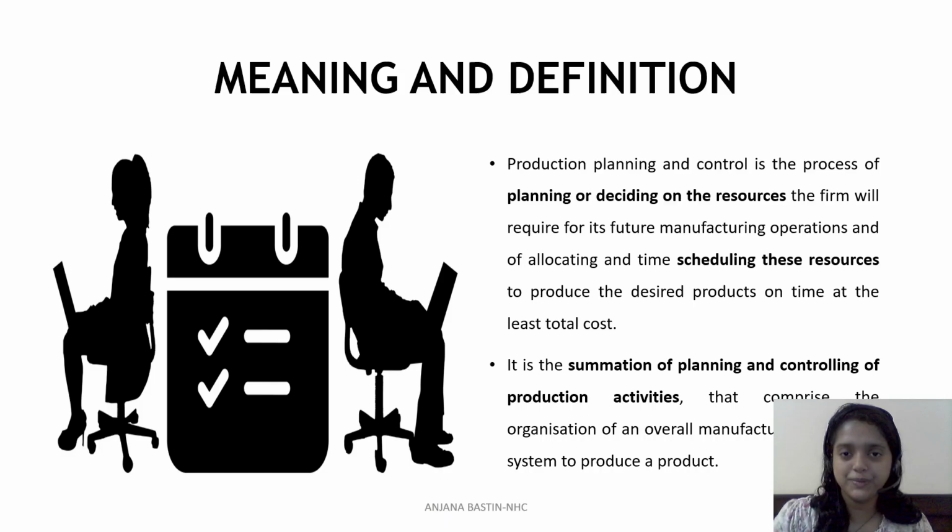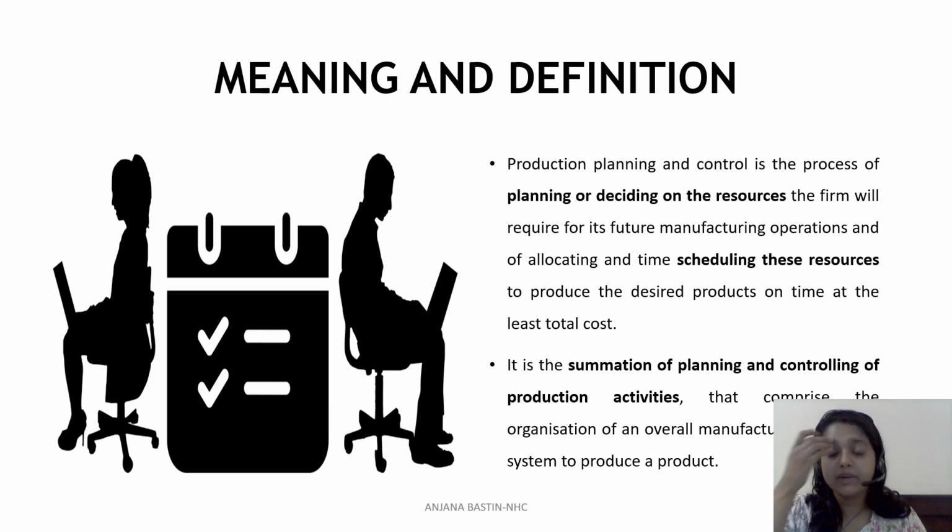All right, so let's move. The first one is your definition. Let's read through it. Production planning and control is the process of planning or deciding on the resources the firm will require for its future manufacturing operations, and allocating and time scheduling these resources to produce the desired products on time and at the least cost. So here it's all about deciding or planning the resources for the manufacturing operation, and then you try to allocate them, that is, in a way, effectively utilize them.